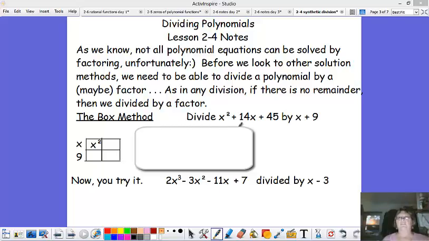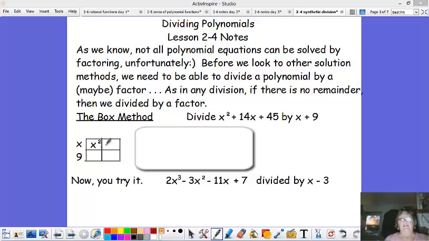And as you look at the quadratic we're looking at, x squared plus 14x plus 45, we are going to try to divide it by x plus 9. So I set up a box, 3 terms here, 2 squares in my box. My divisor, x plus 9, is here. And we kind of had to work backward in order to do this division, since of course the box method is for multiplying. If we're dividing, we have to go in the opposite direction.